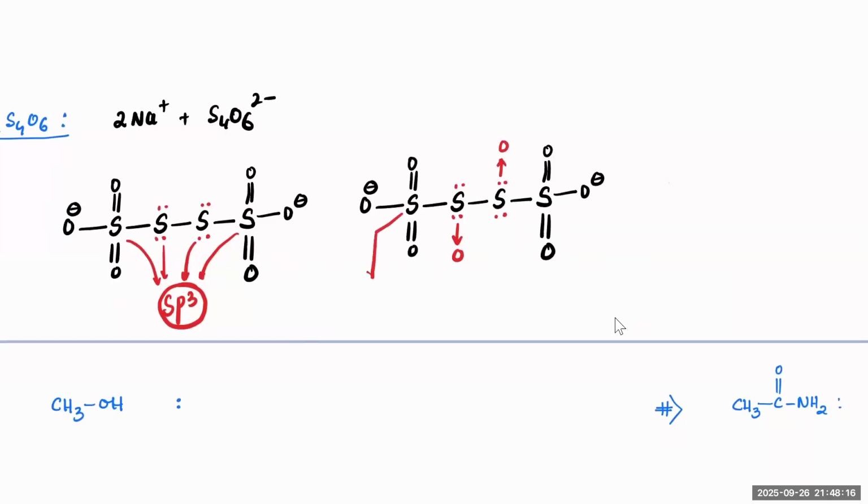But for this sulfur, there is 2 loss towards oxygen here, 1 loss here, and 2 loss here. So that makes it +5 oxidation state. Same way here also, you can notice there are 2 loss here, 1 loss on this side, and 2 loss on this side. So that makes it +5 oxidation state.